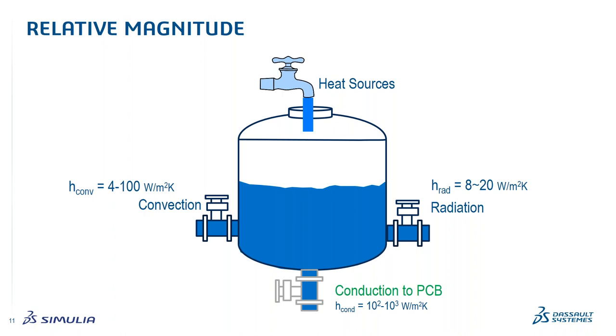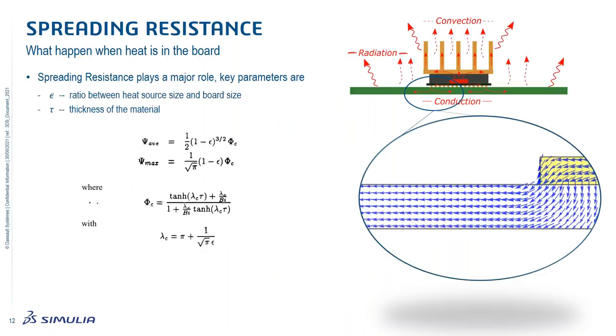But there's a little caveat here. When the heat actually goes to the PCB, as it finds itself easy to go, it has to go out to the convection and the radiation anyway in the end. But let's not worry about that for now. Let's deal with the conduction in the PCB first. Let's take a closer look at what it takes for the heat to be conducted very well inside a PCB.